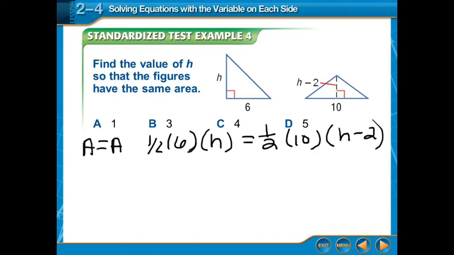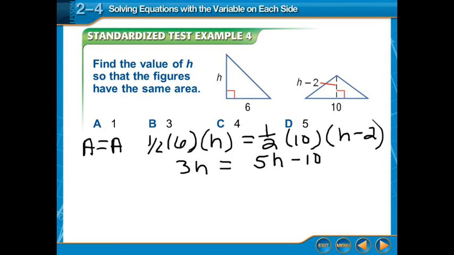Well, 1/2 of 6 is 3, and 3 times h is 3h. And since these are all being multiplied on the right-hand side, I can use the commutative property of multiplication to multiply in any order. So I'm going to say 1/2 of 10 is 5. So I have 5 times h, which is 5h, and 5 times negative 2, which is negative 10.